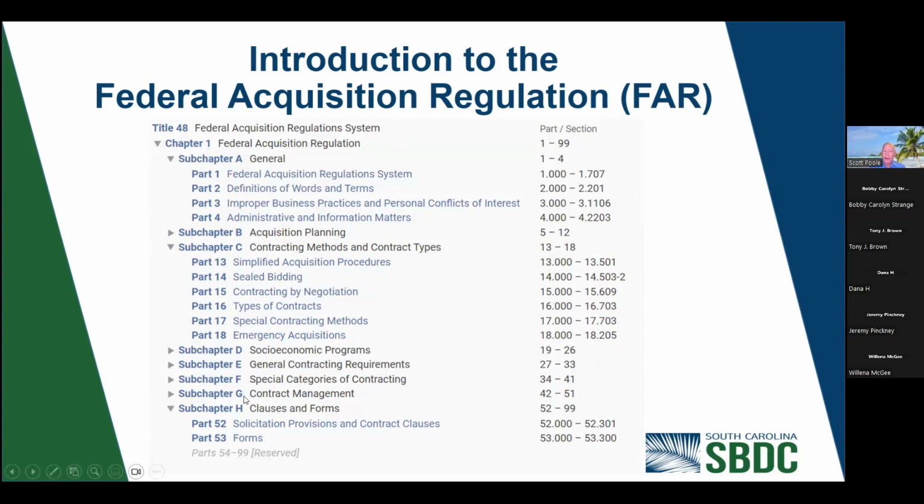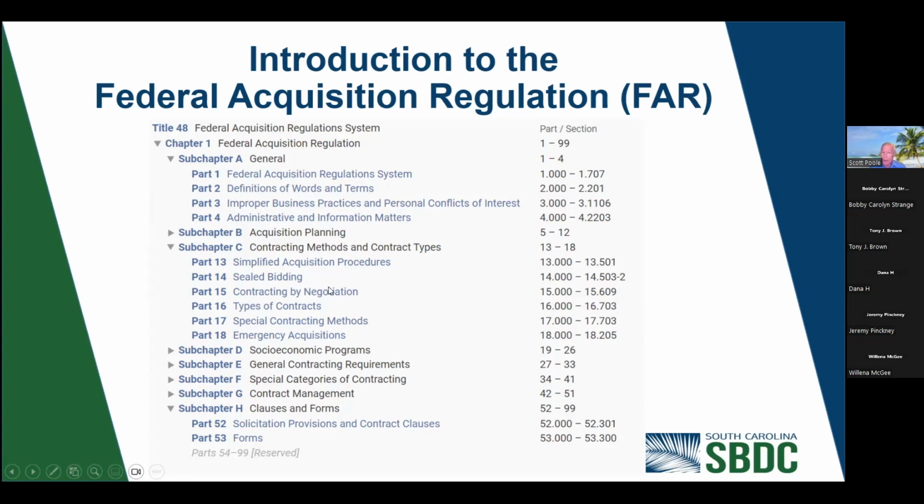chapters, A through H, and Parts 1 through 53 on this one. Part 1 is the Federal Acquisition System, the definition words that we're talking about a lot here. Part 3 is improper business practices. When you look at those, it boils down and tells you everything. It gets a deeper dive into it. Part 13 is the simplified acquisition procedures.